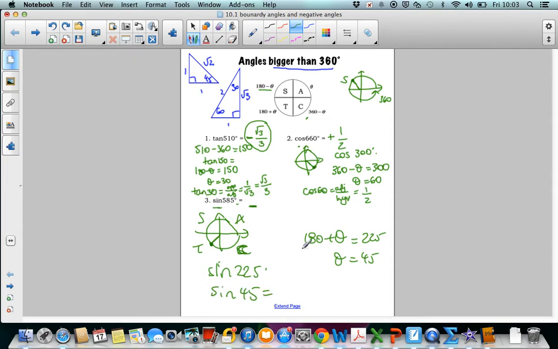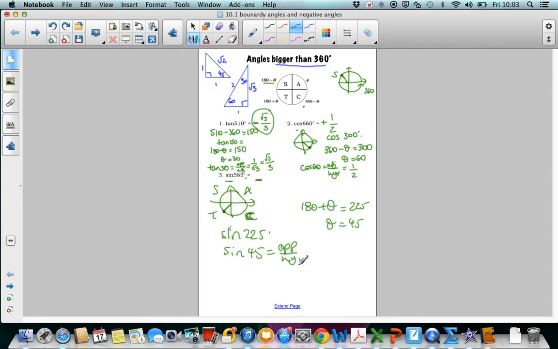Now going to our 45-degree triangle, we can see sine is opposite over hypotenuse. And from the triangle, we see that sine is 1 over root 2. And again, rationalize the denominator, multiply by root 2 over root 2. And our final answer then will be negative root 2 over 2. Don't forget that negative. Super.